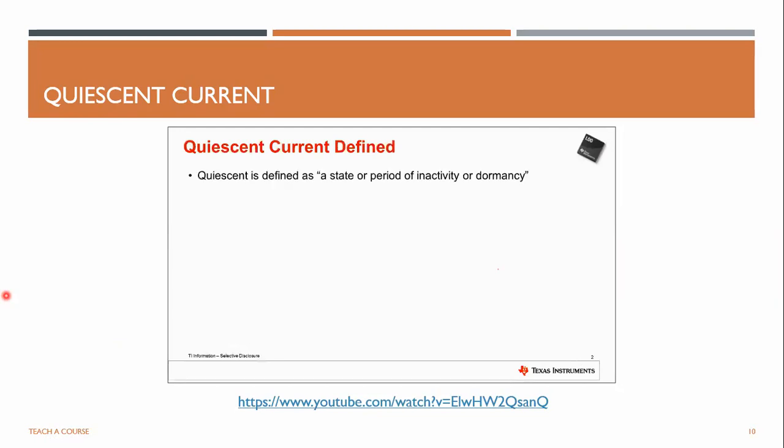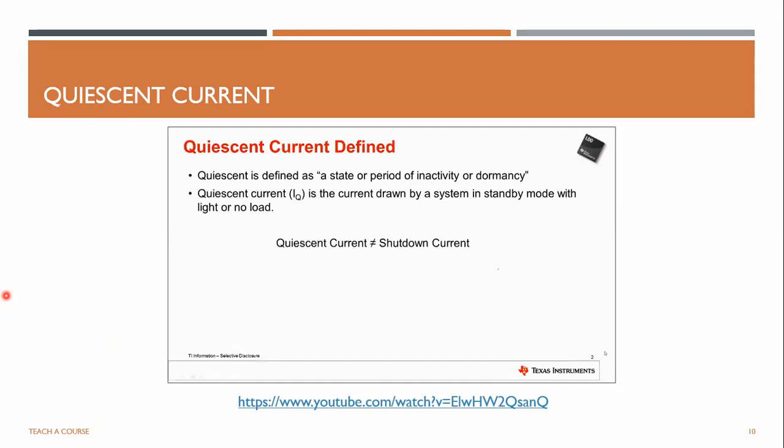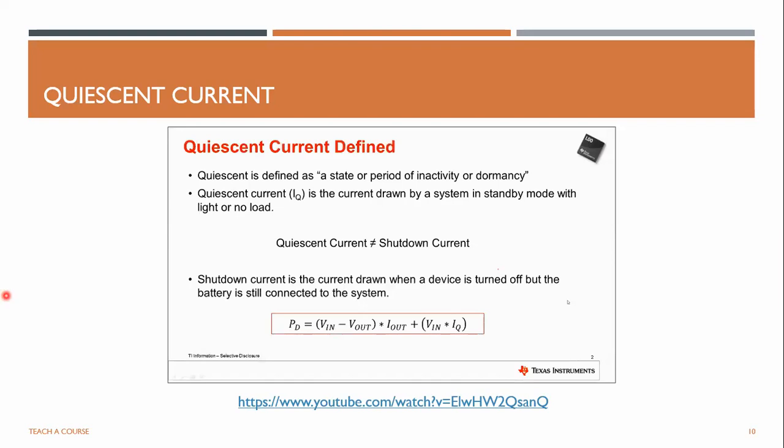Quiescent is defined as a state or period of inactivity or dormancy. Thus, quiescent current, or IQ, is the current drawn by a system in standby mode with light or no load. Quiescent current is commonly confused with shutdown current, which is the current drawn when the device is turned off but the battery is still connected to the system. Nevertheless, both specifications are important in any battery application. Now that we know what IQ is, we can delve a little deeper on how it actually affects an LDO.